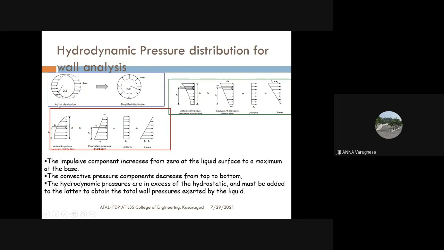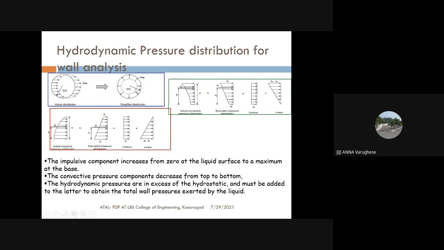Now let us look at the plan of a circular water tank. If we take the plan of a circular water tank and consider the hydrodynamic effect acting on this side wall, its variation is not uniform. It has a maximum value along this diameter and a minimum value along this diameter. But the code permits us to use a simplified distribution for the hydrodynamic pressure on the side wall, and we can use a uniform distribution equal to P max.